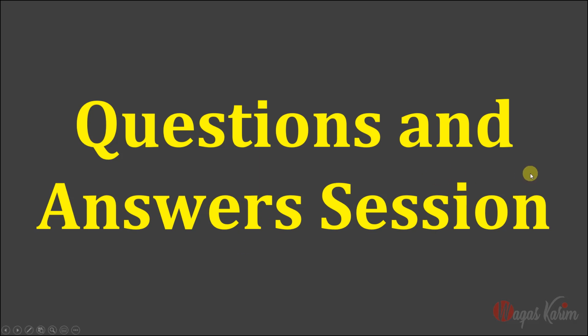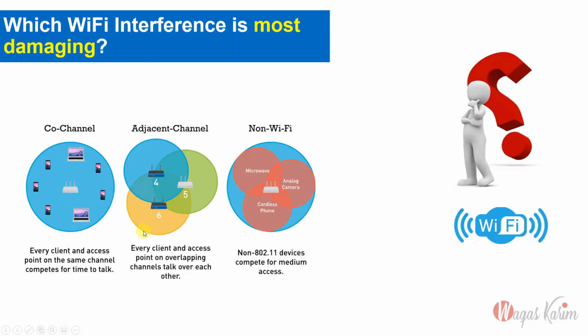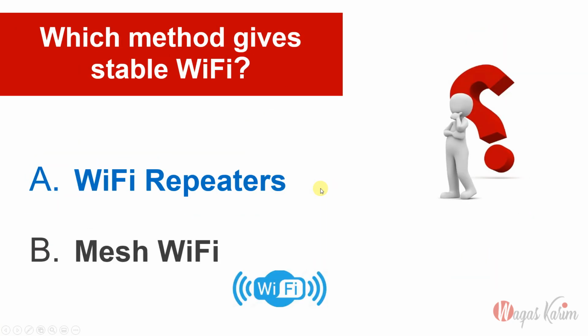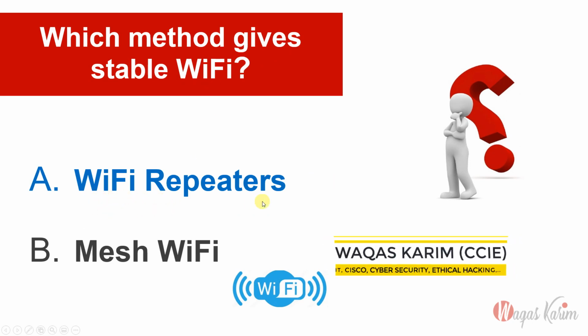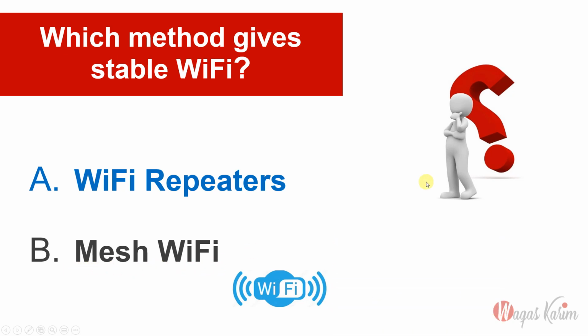So now it's questions time. Let me ask you one question. What we have studied until now: which Wi-Fi interference is the most damaging? Is it co-channel, adjacent channel, or non-Wi-Fi? We have discussed this in a previous series. So you can answer in the comment section below. Also another question: which method gives stable Wi-Fi? Is it through Wi-Fi repeaters, or can we achieve more stable Wi-Fi if we use mesh Wi-Fi networks? So please put your answers in the comment section below.